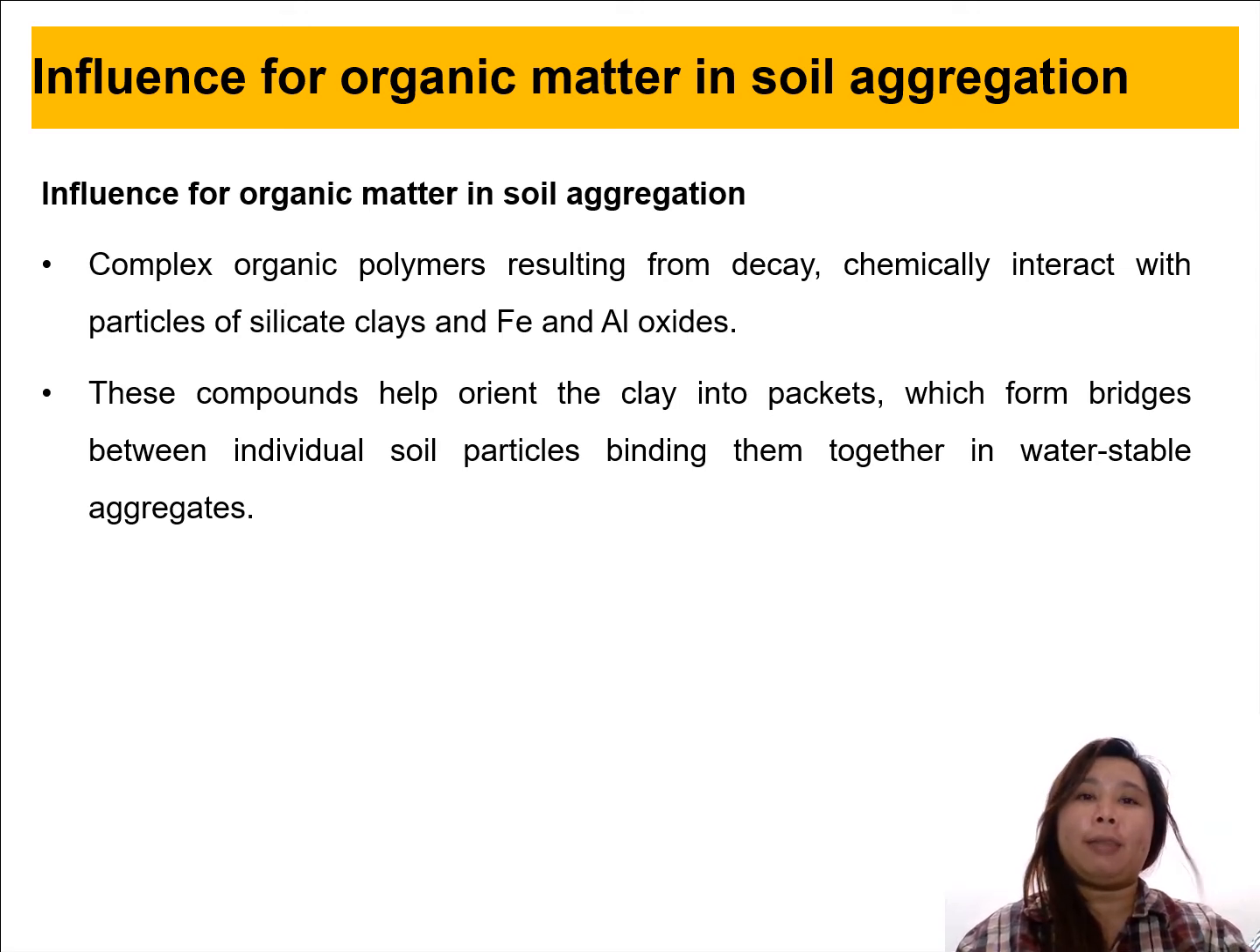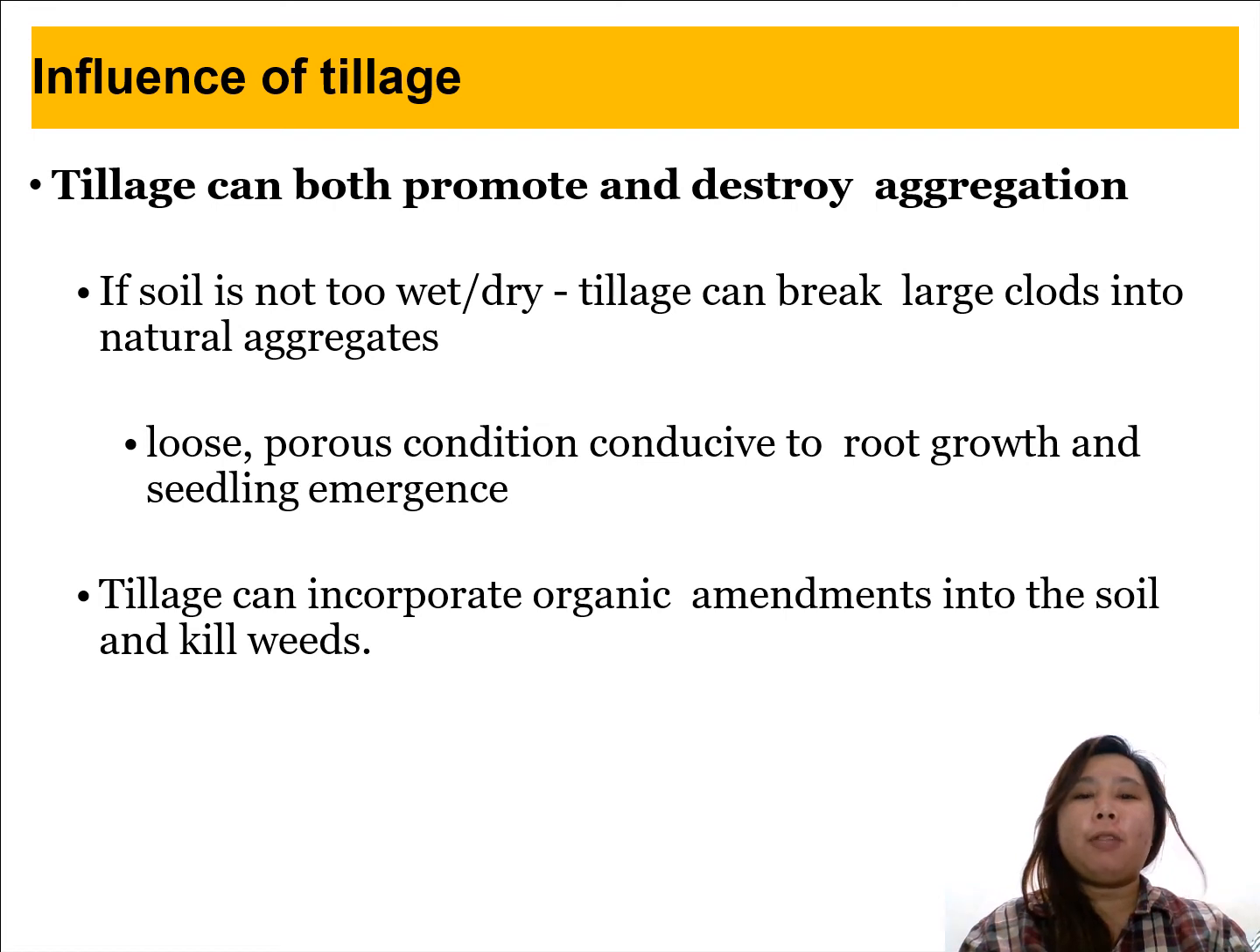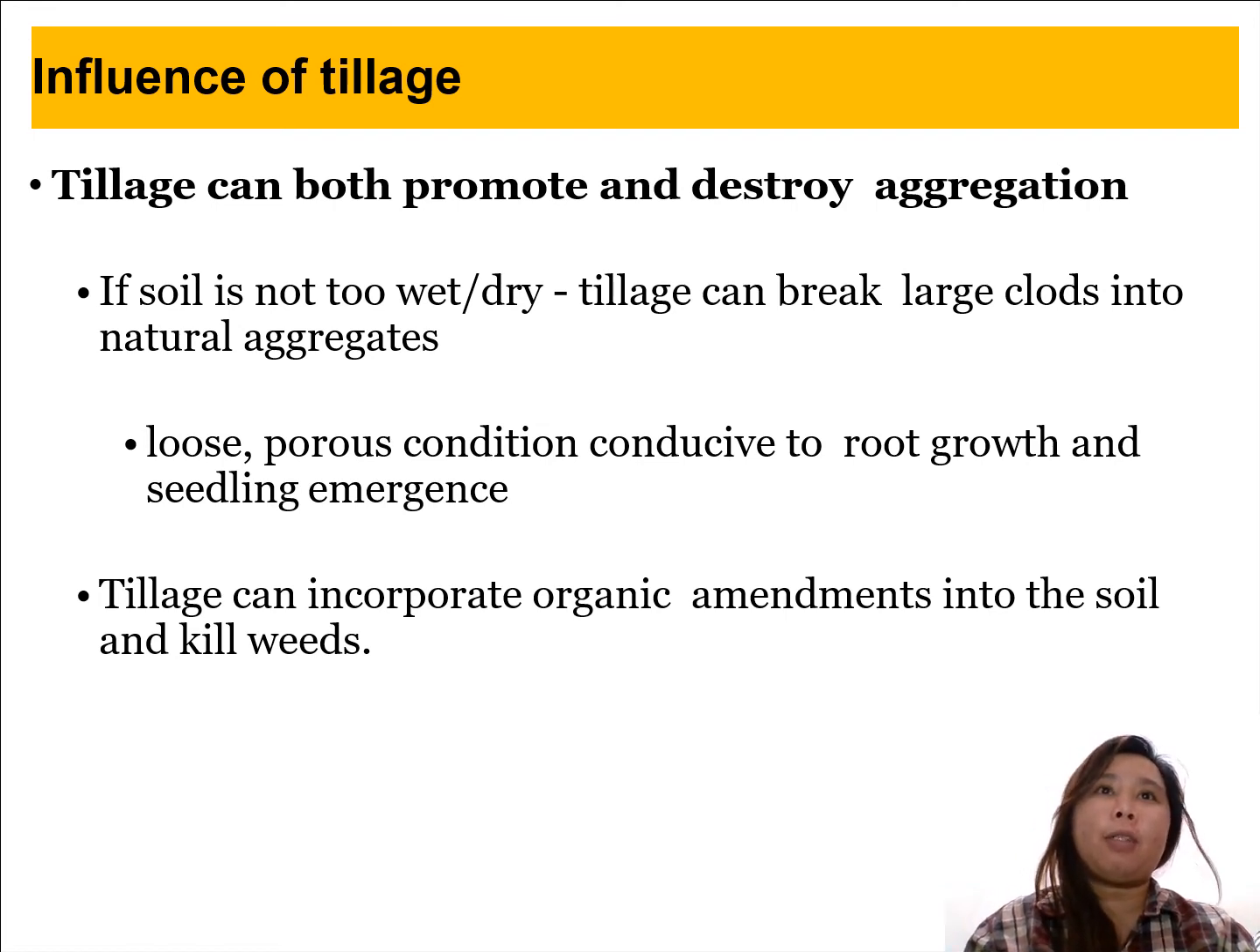water-stable aggregates. Another factor that can influence soil structure aside from organic matter is tillage. Tillage can both promote and destroy aggregation. For example, if the soil is not too wet or not too dry, tillage can break large clods into natural aggregates. Therefore, the soil will become loose and porous, and that's the time it will be conducive to root growth and seedling emergence. And while performing the tillage, you can also incorporate organic amendments into the soil and kill weeds.